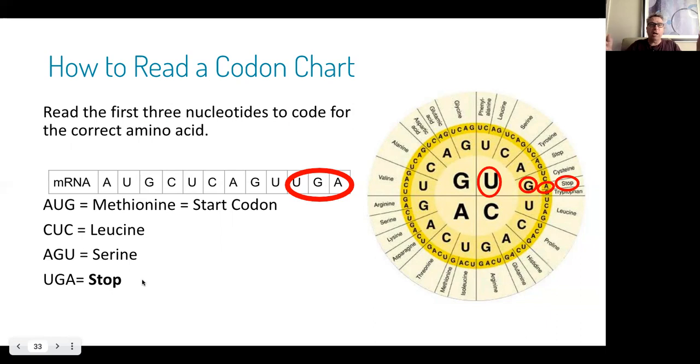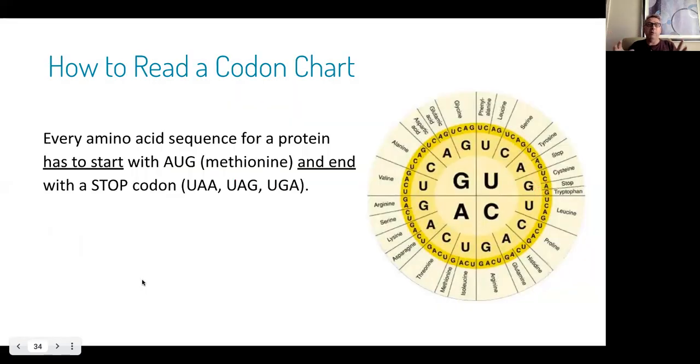All right. So that yellow strip, it could be shorter or it could be heck long, but it always needs to start with AUG and it always needs to stop with a stop codon. An amino acid sequence for a protein has to start with AUG and end with a stop codon, right? And that determines how long that protein is. And remember, structure determines function.